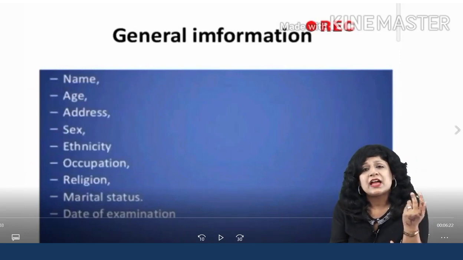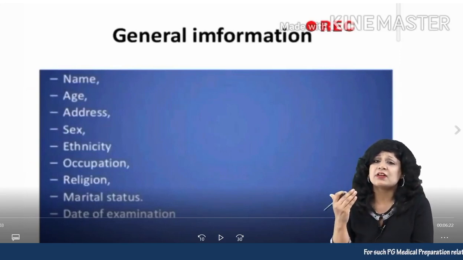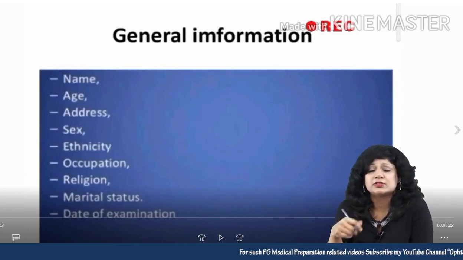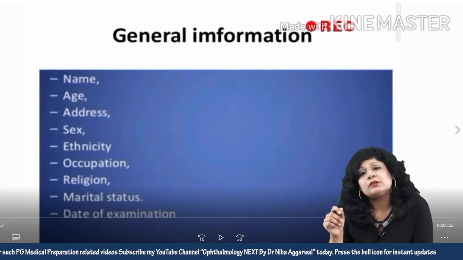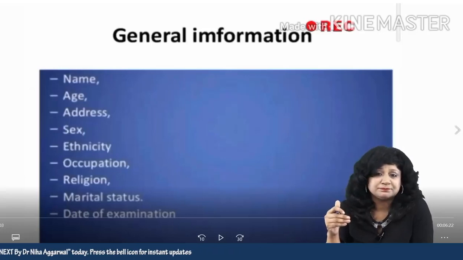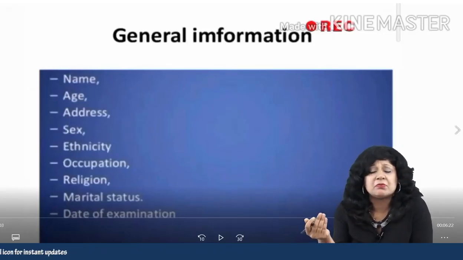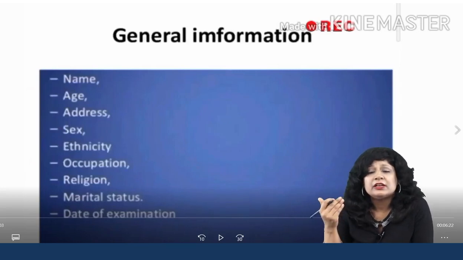Looking towards the address, why do we want the address? See, the staff has already taken the address because we have to prepare the case sheet, but again the address is important because we have to know from which area this patient has come. Certain diseases are endemic, we can have trachoma there, okay. So you definitely want to know.